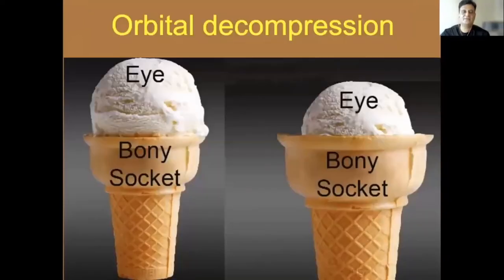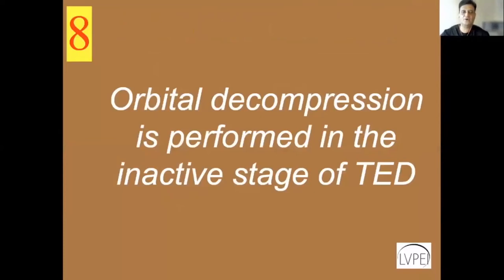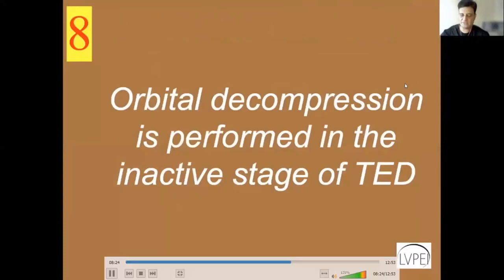I use this slide to describe to the patients what we do in thyroid decompression. So your eyeball is the scoop of the ice cream. We just widen the bony socket or the cone so that the eye settles into the socket. Orbital decompression is performed in the inactive stage of the disease.